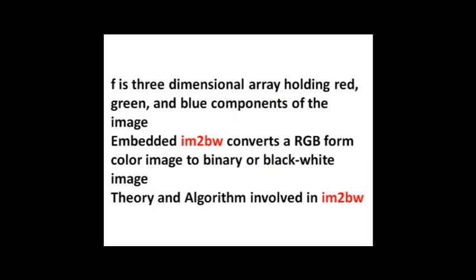The workspace variable app is a three-dimensional array which holds the red, green and blue components of the image as 3 pages respectively. There is an embedded function by the name im2bw, or you can say image to black white, which converts an RGB image to binary, or black and white. There are certain algorithms and theory hidden inside the embedded im2bw, which is beyond the context of this clip.